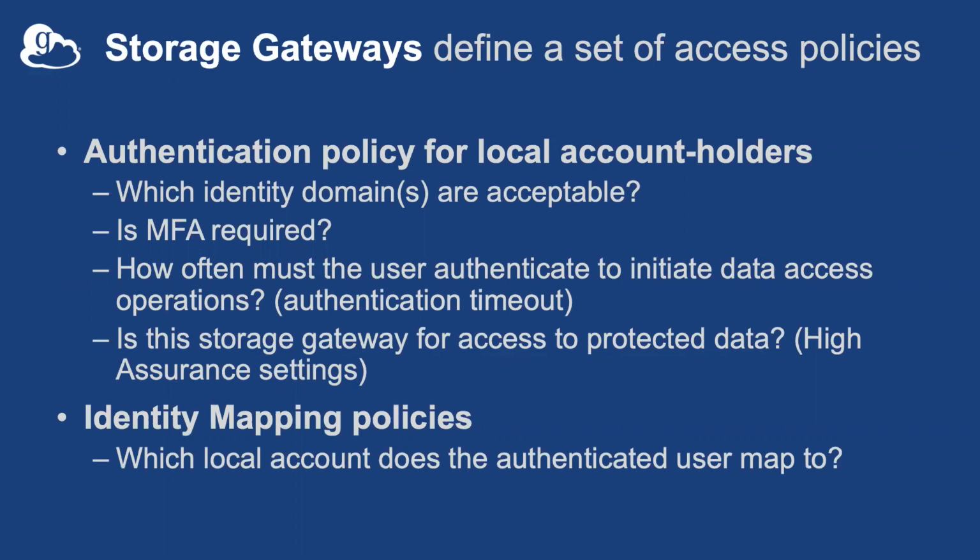It also has configuration for identity mapping. So if a user authenticates, let's say someone comes in with Rachana at uchicago.edu, then how does that get mapped to a local account, right? I'll talk some more about this, but that's also something that is configured at the storage gateway. There are some automated ways, but it's fully customizable, and you can decide how that mapping happens.